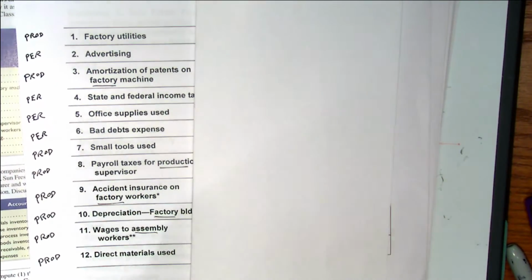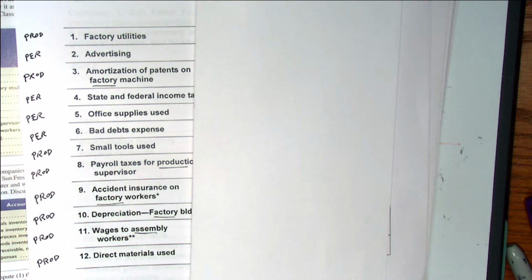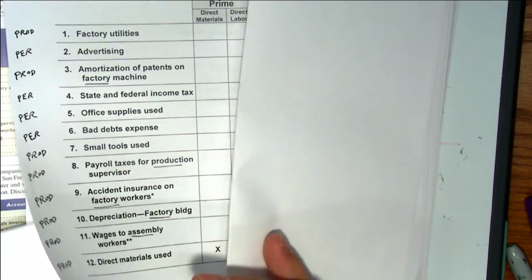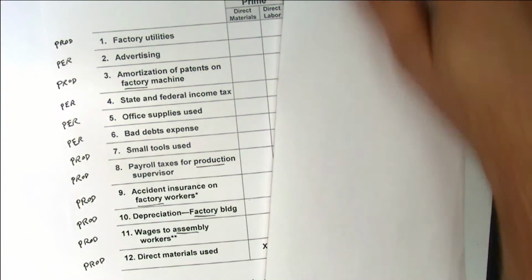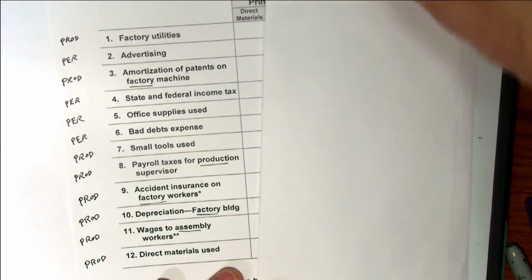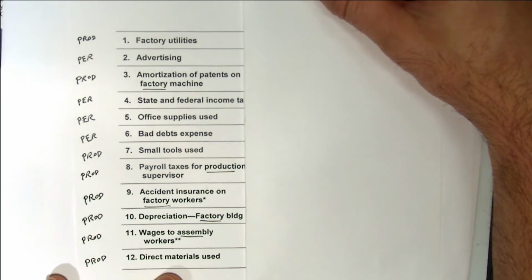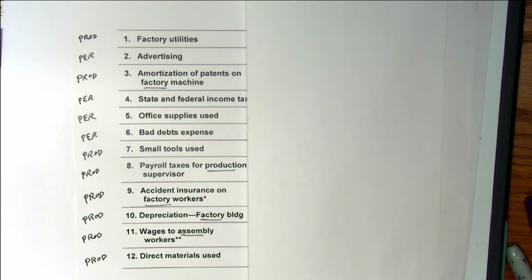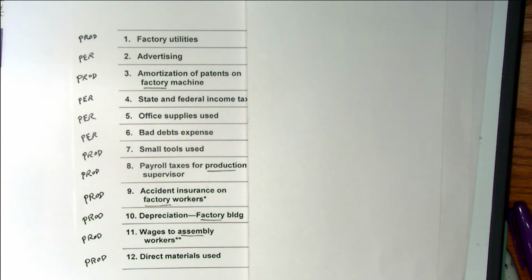Okay, now the next thing we're going to do is, for the ones that were product costs, let's decide what type of product costs they are. If they're direct materials, if they're direct labor, or if they are manufacturing overhead. Okay? All right.